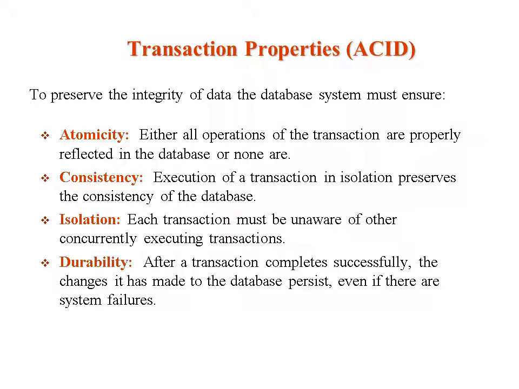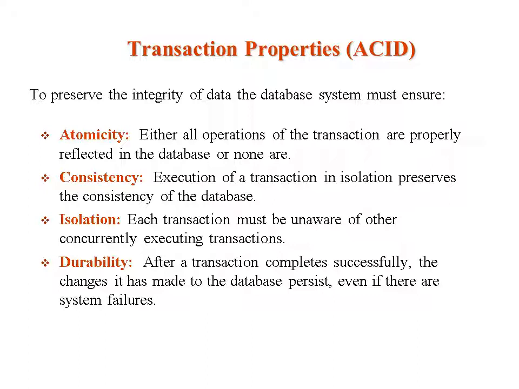Next is transaction properties, abbreviated as ACID properties. A stands for atomicity. Here we say that any operation or any transaction is going to execute completely or not at all. That is, if one transaction fails in between, all the operations done by that transaction should be rolled back at the initial state.